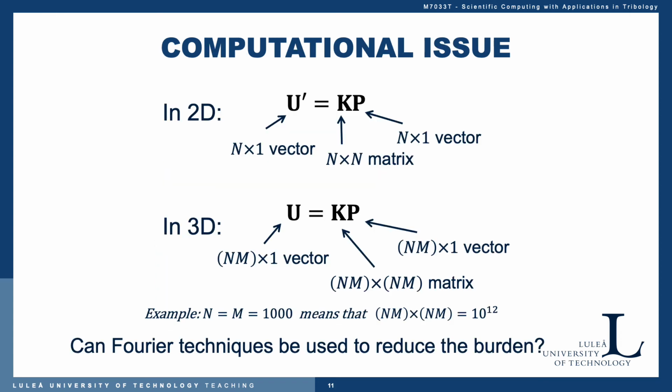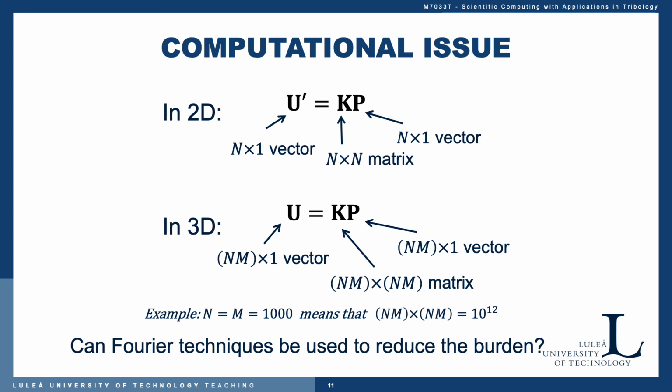So here is the more concrete computational issue. In 2D, you remember we had the auxiliary deformation, U prime, defined as a matrix kernel times P. In 3D, it's actually the real deformation, which is K times P. If we perform the computation of the deformations in this way, we can clearly see that it will be an n squared number of operations in the 2D case, and in the 3D case it will be n times m squared operations.